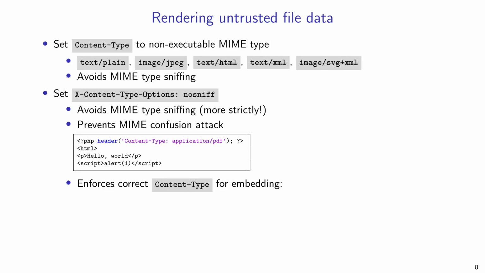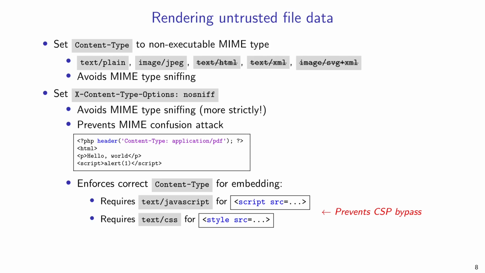Namely, it enforces the correct content type for embedded resources in two specific cases. First, it requires embedded external JavaScript files to have the content type set to text/javascript. And second, it requires external CSS files to be returned with the content type set to text/css. So, if this header is present, the browser will block these resources from being embedded if they are not returned with the correct content type. And this actually helps prevent a content security policy bypass.